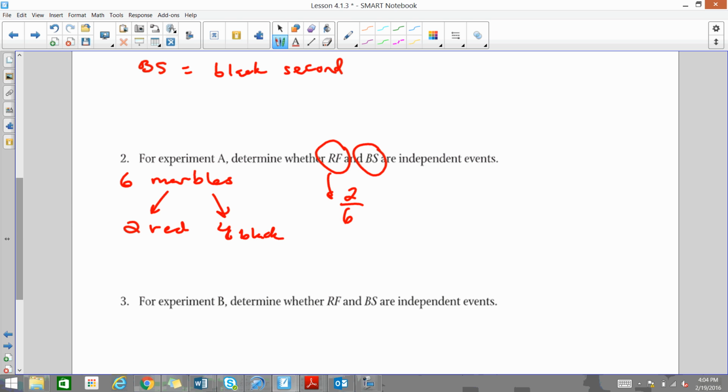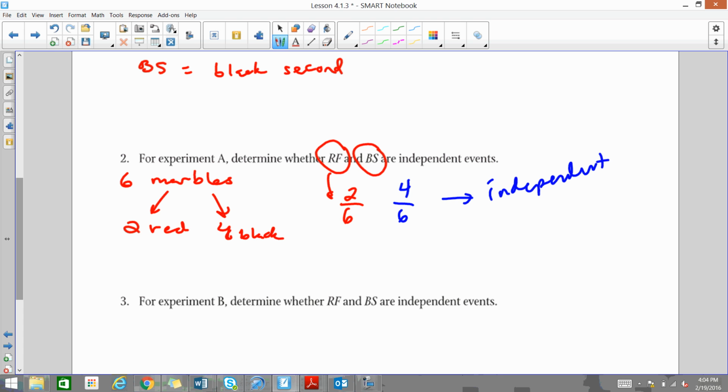And then in experiment A, you put your marble back in. So what happens is your next pick is still out of 6. You still have 6 marbles to choose from. And so that next choice for a black second is 4 out of 6. There are 4 black marbles and 6 total marbles to choose from. So these two events are independent.